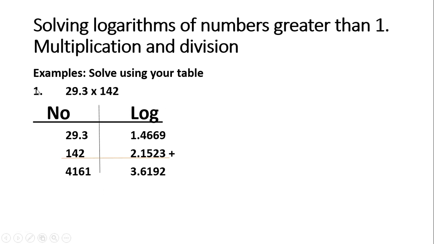So the first question we are going to consider now is 29.3 times 142. So 29.3, 29 under 10, so the integer is 1. Check from our four-figure table, 29 under 3 gives 4669. Then 142, which is 10 raised to power 2, integer 2 now. Then checking for 14 under 2, we have 1523.